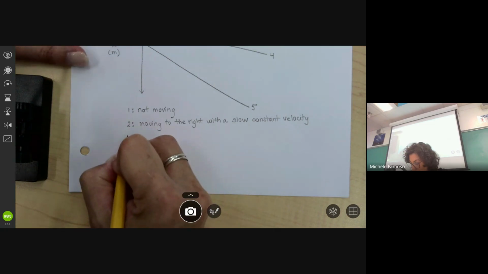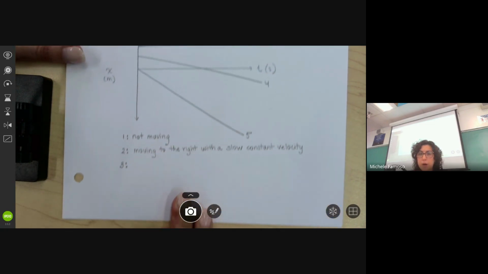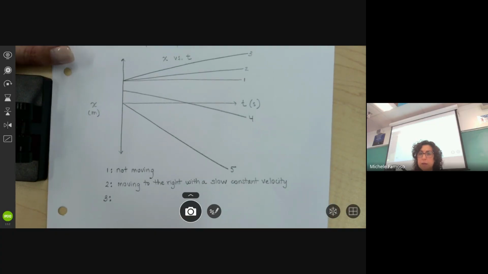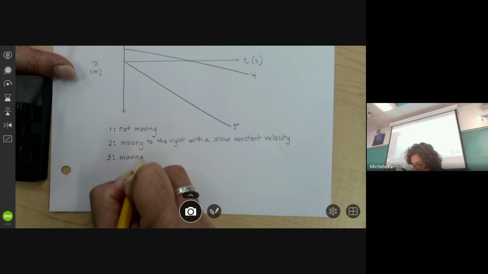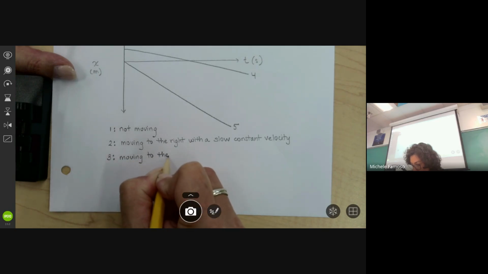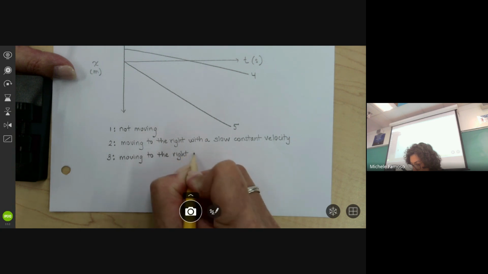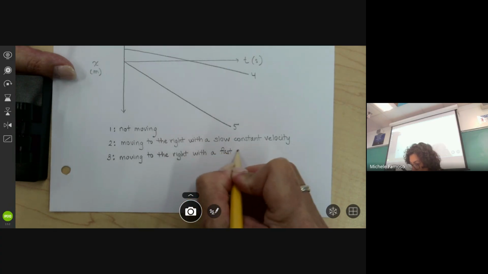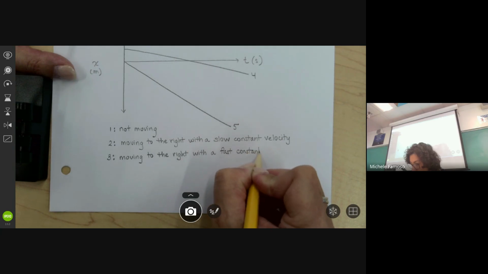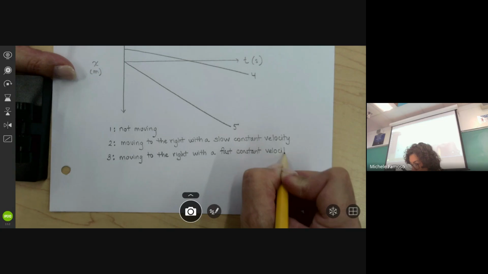Okay. Let's talk about graph 3. Could you write a description of graph 3 in comparison to number 2? Can you do that for me? I would agree with that. This one is also moving to the right with a fast, constant velocity.